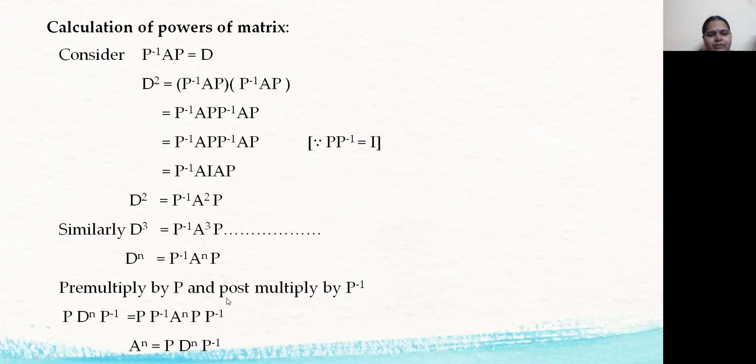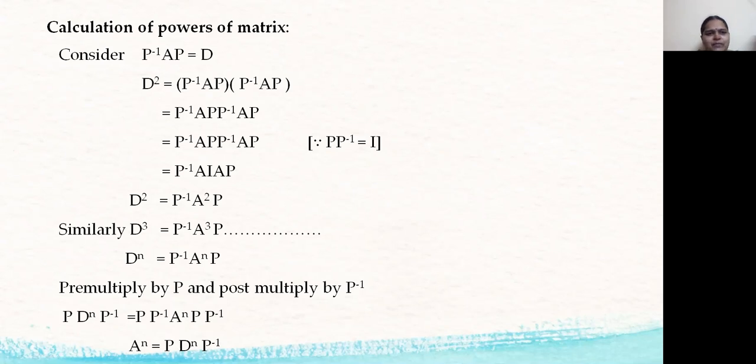Now, we want A power n, so we pre-multiply this equation by P and post-multiply by P inverse. That means P D power n P inverse equals P into P inverse A power n P into P inverse. On the right hand side, P into P inverse is I, so we have I A power n I. So A power n equals P D power n P inverse. This is a way of calculating powers of a matrix using the diagonalization process.